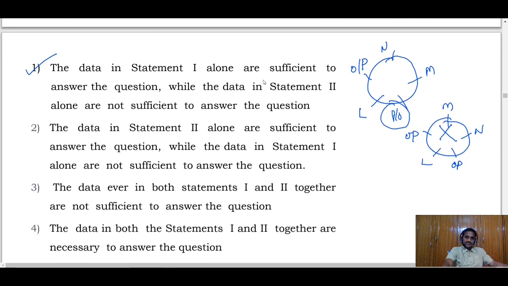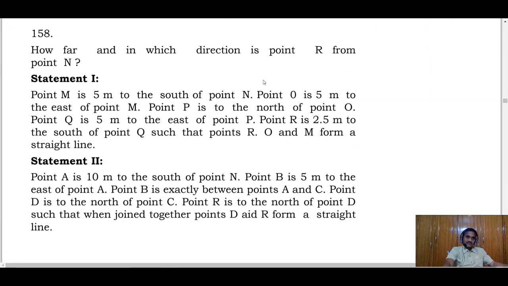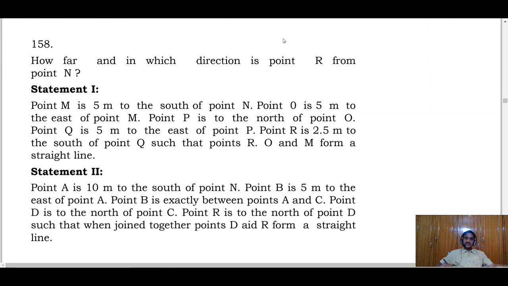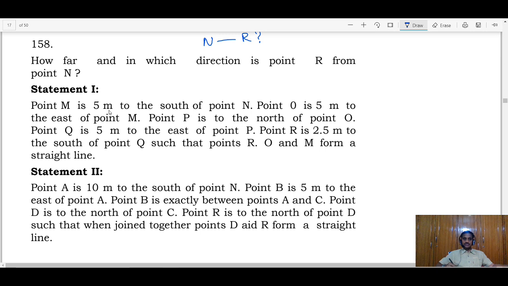Then coming to question 158. Now in this, how far and in which direction is R from point N? M is 5 meters to the south of N, N is this one. M is 5 meters to the south of N. And O is 5 meters to the east of M. O is 5 meters to the east of M.